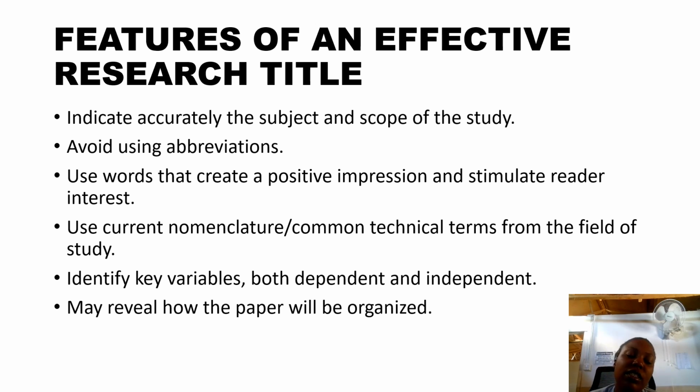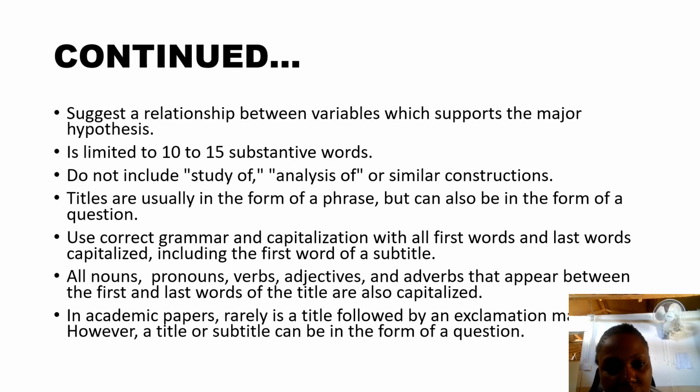The effective research title indicates accurately the subject and the scope of the study. Avoid using abbreviations. Use words that create a positive impression and stimulate reader interest. Use the current nomenclature, common technical terms from the field of study. Identify key variables, both dependent and independent. It may reveal how the paper will be organized. These are just features of a research title.